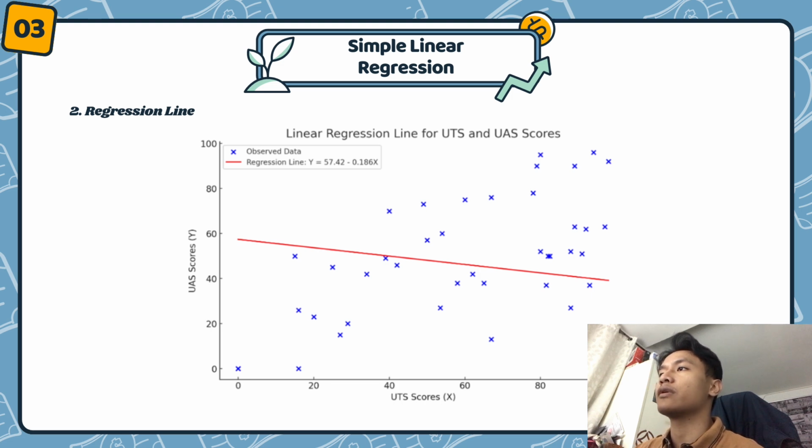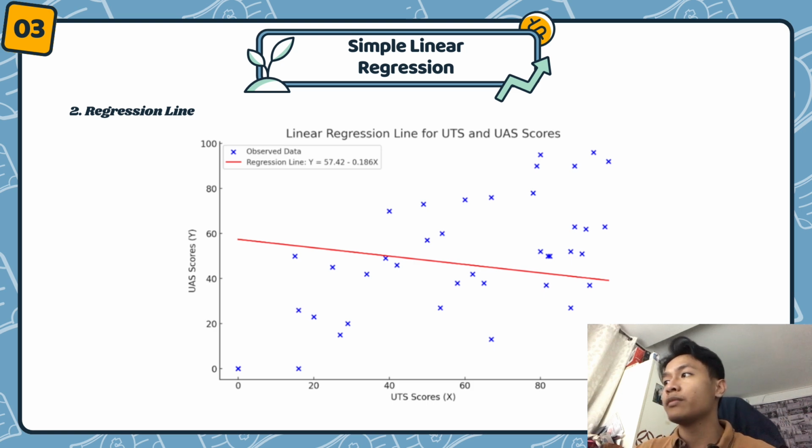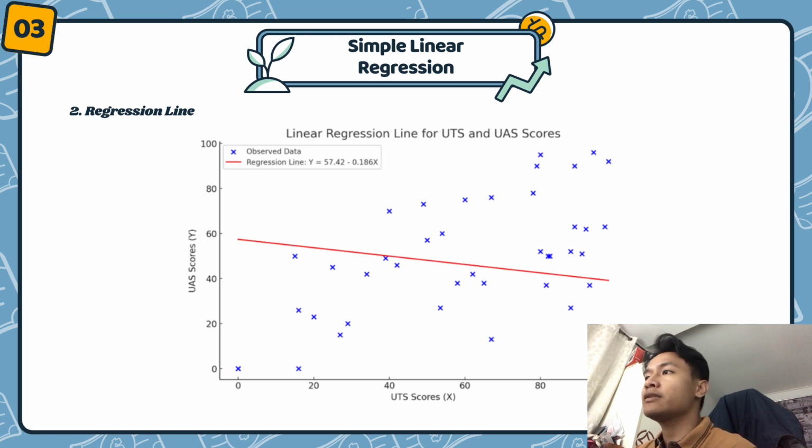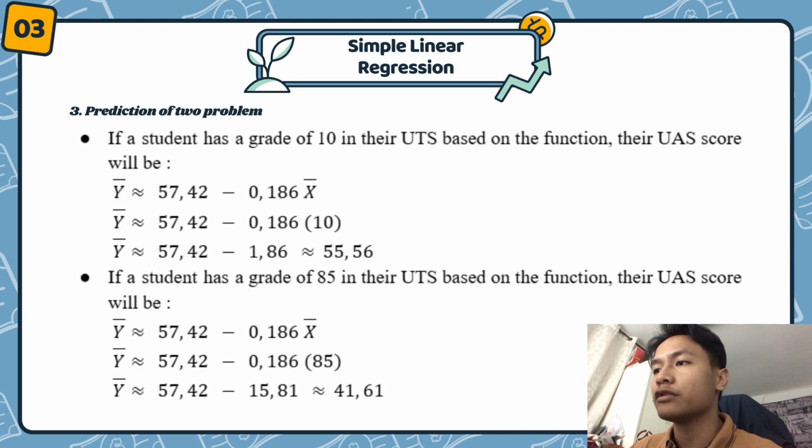For the interpretation, the model attempts to predict the y score based on the UTS score, but the data points are widely scattered around the regression line. This indicates that the linear relationship between the two variables is weak, suggesting that other factors beyond the UTS score might significantly influence the y score.